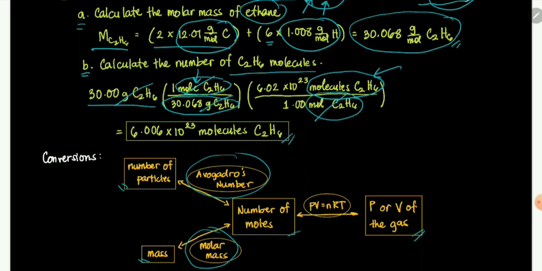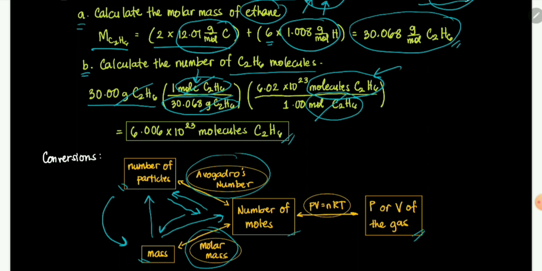So kung gusto nating malaman yung number of particles from mass, dadaan muna tayo sa number of moles through the molar mass, and then convert natin to number of particles using the Avogadro's number. So ganun din kapag kailangan natin ng mass from the number of particles. So Avogadro's number muna to determine the number of moles, and then gagamitin yung molar mass para makuha yung mass.